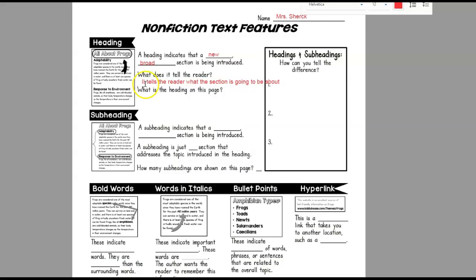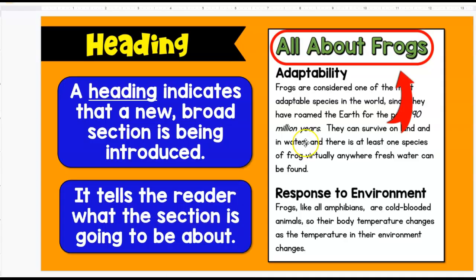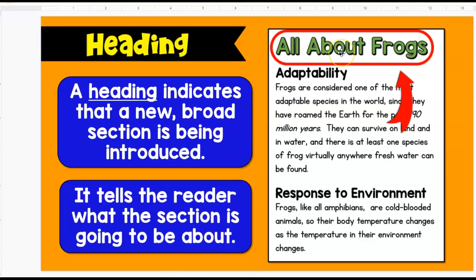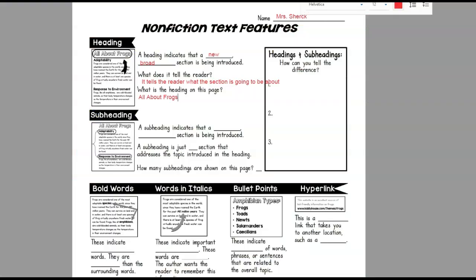Oops, and see how mine's going into the next one? That's okay. What is the heading on this page? Let's go back and look at it so we know it exactly. All about frogs. So I'm going to go ahead and write that right in here. All about frogs. And I want you to notice that I capitalized every word, because if I go back here and I look, every word was capitalized, and that's because it's a title. So make sure that you're following the good grammar rules.